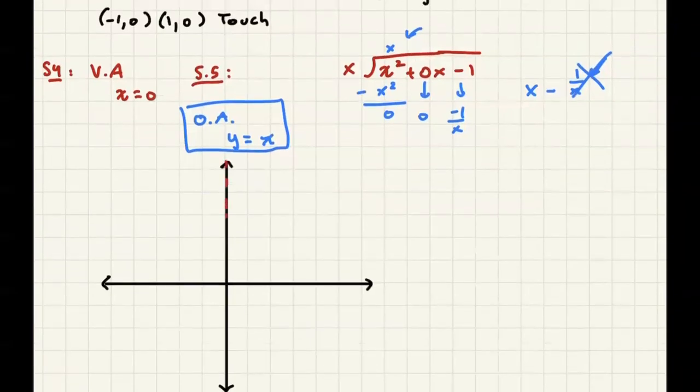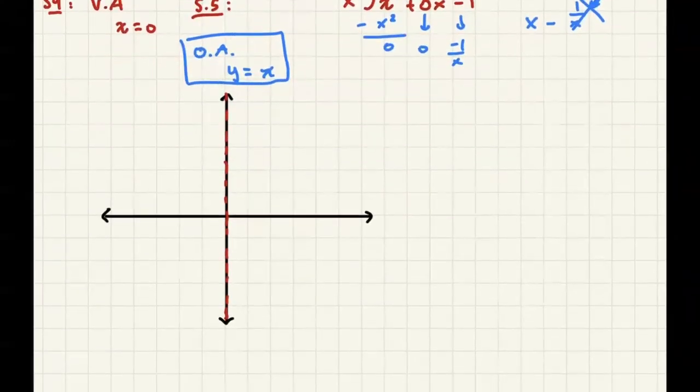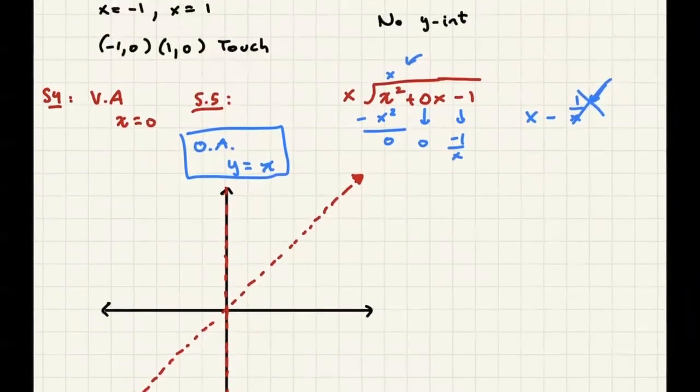So that is our vertical asymptote. We have an oblique asymptote at y equals x. So that means there's going to be an asymptote right here. It's like you draw the graph. If you don't know how to draw graphs, it's just slope-intercept form, right? And then next, we have to mark our intercepts. We have x-intercepts at -1, 0 and 1, 0.